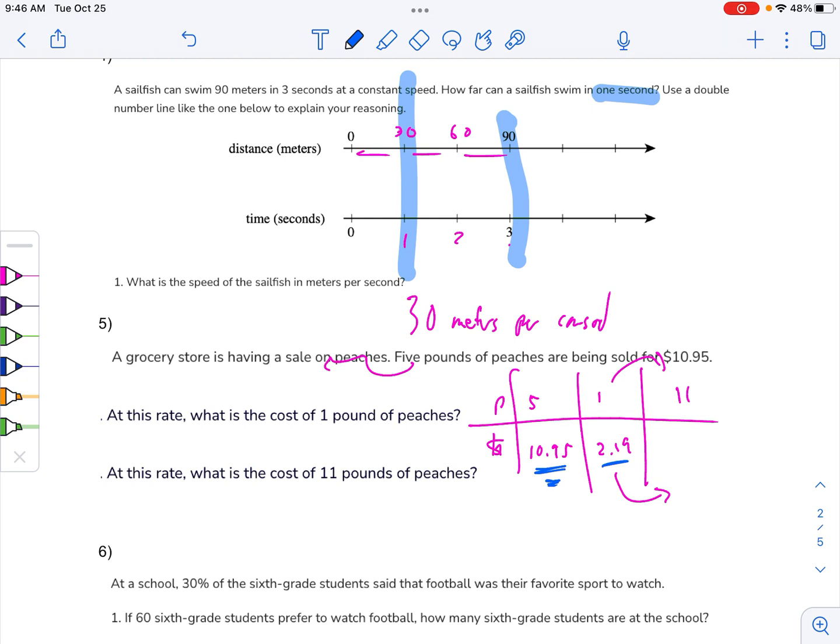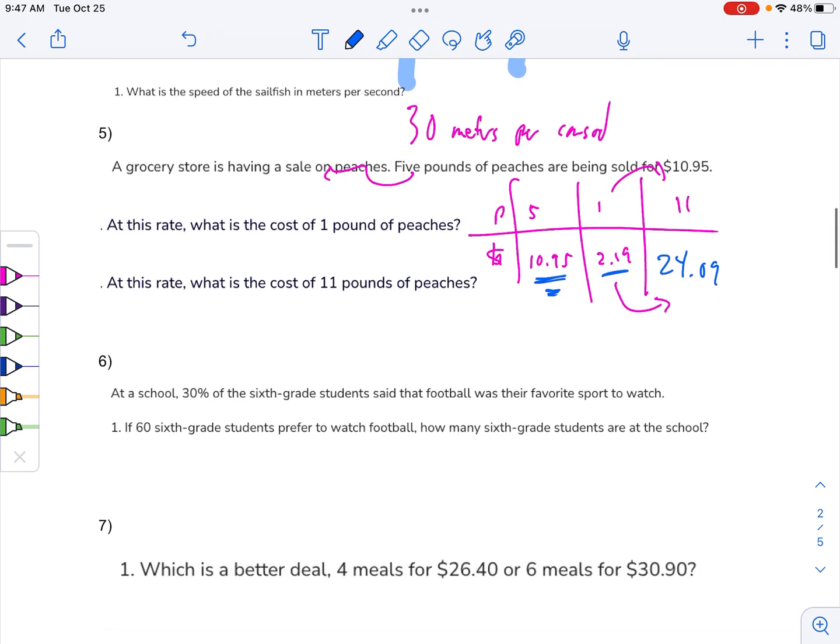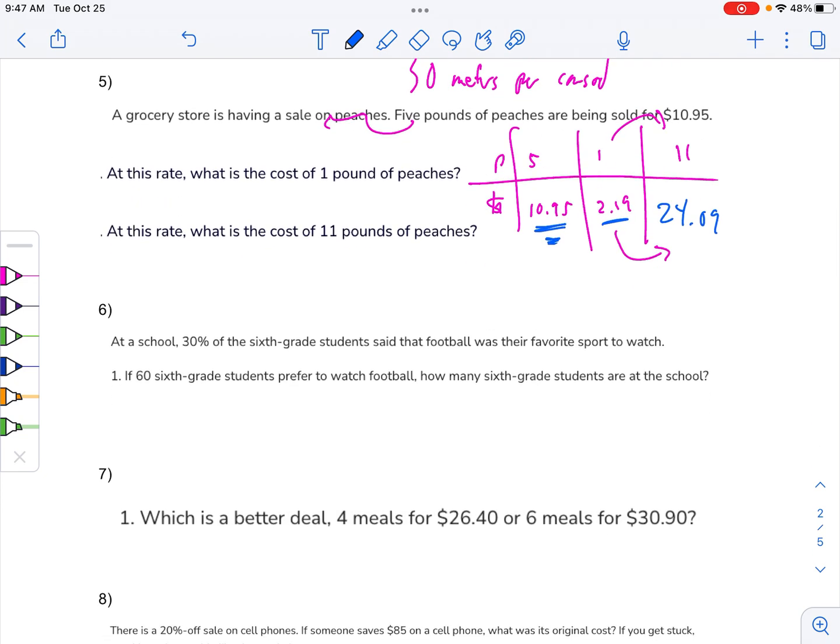$2.19 times 11 is $24.09. That's how much 11 peaches are. Crazy. Actually, maybe it's probably a pretty good deal.